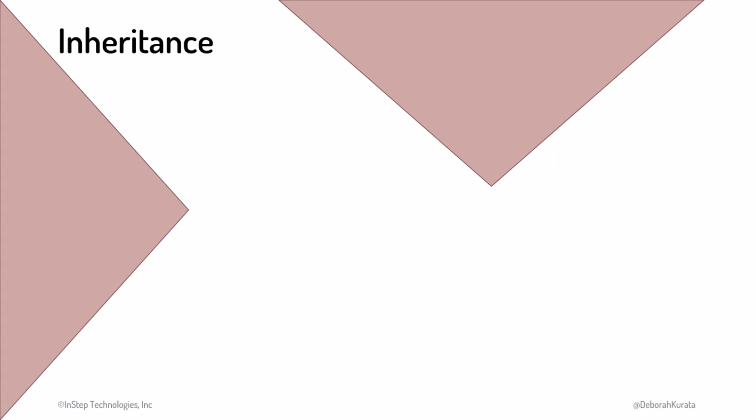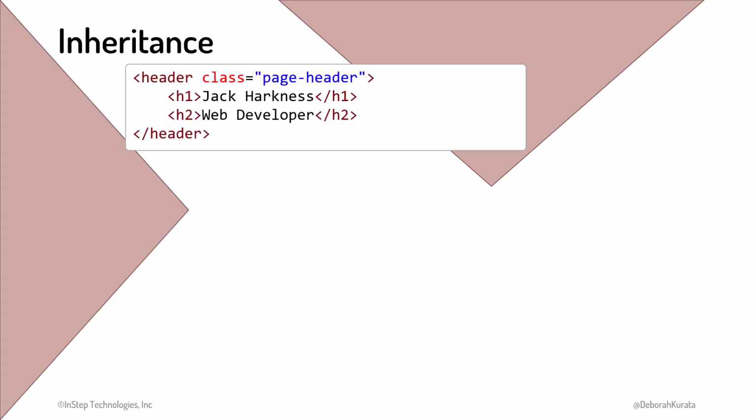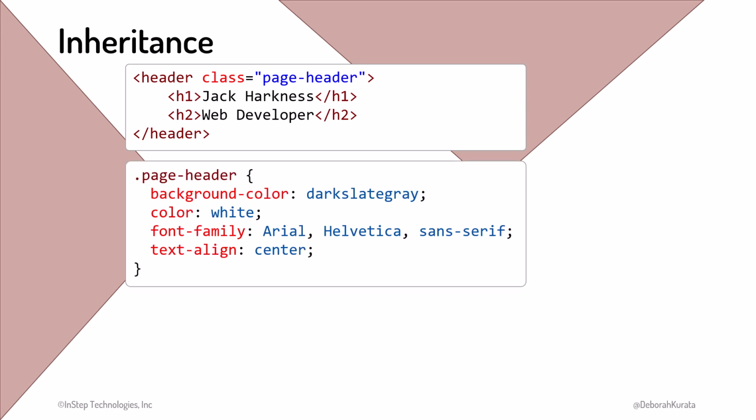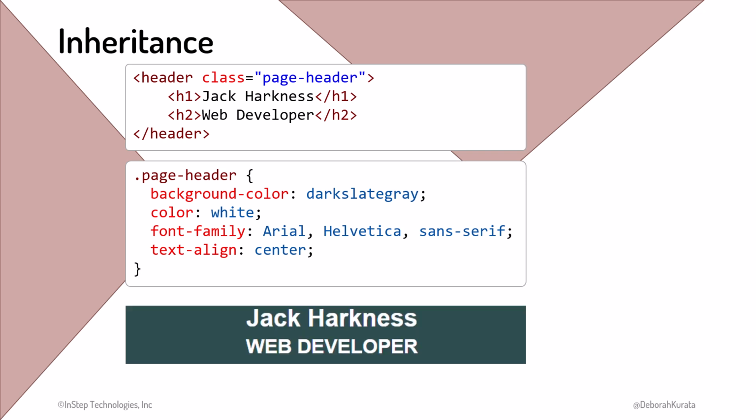For example, the HTML for our header looks like this, with the class attribute on the header element, not the H1 or H2, and the style sheet looks like this, setting the header element to a color of white. And the result is this. Even though we are not specifically setting the color of the H1 or H2 elements, they inherit the styles from their container element, which is sometimes called a parent element.